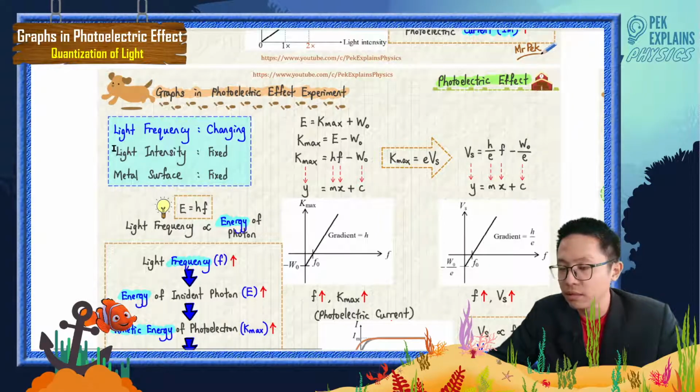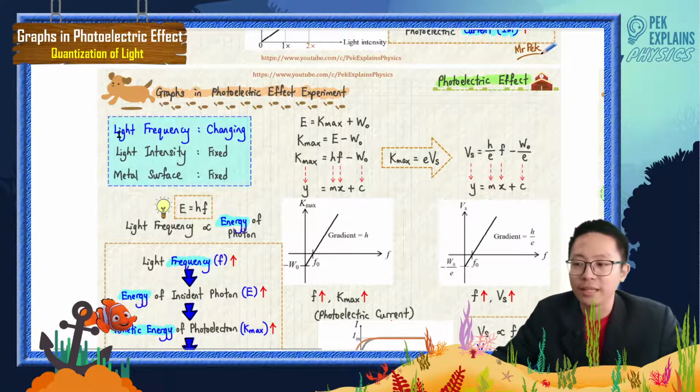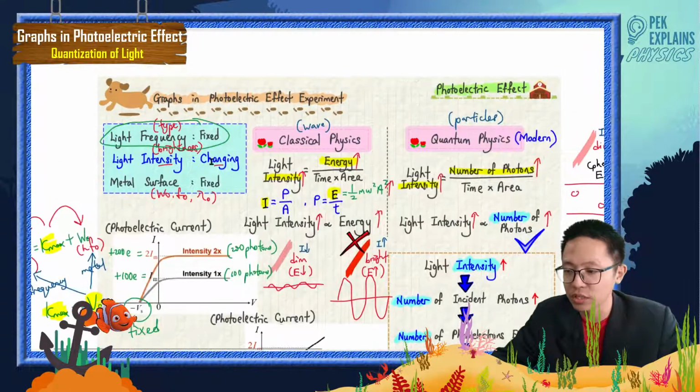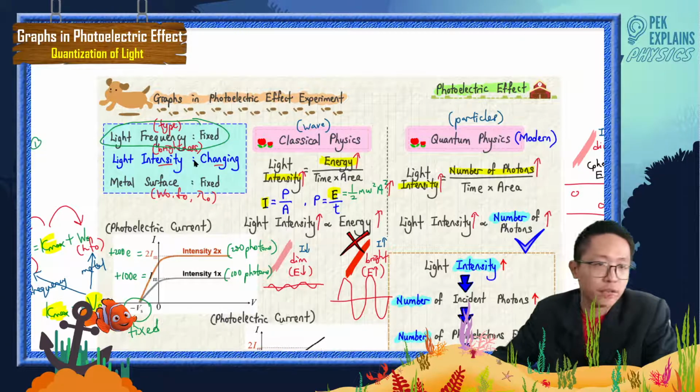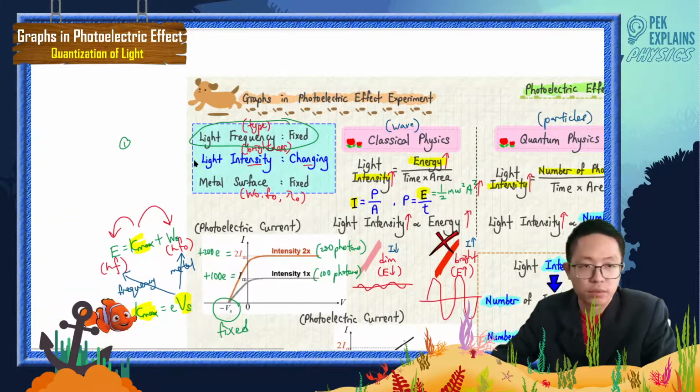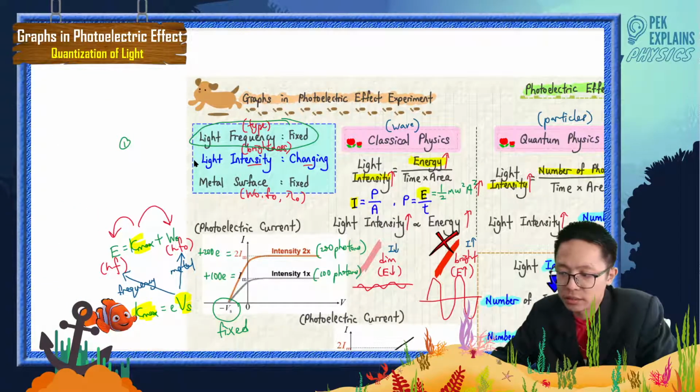Okay, now let's talk about changing the light frequency. Last time was about changing the intensity. Changing the intensity means we change the number of photons. Let's say the first one is we change the intensity, which is to change the number of photons.